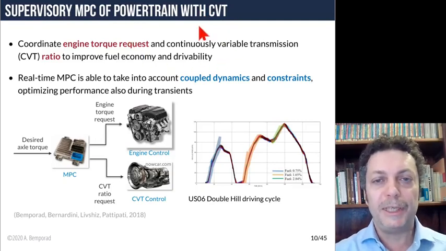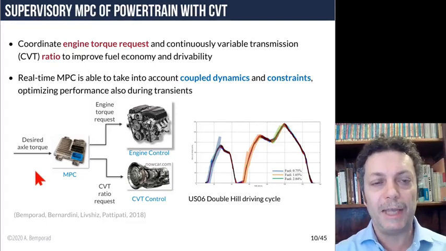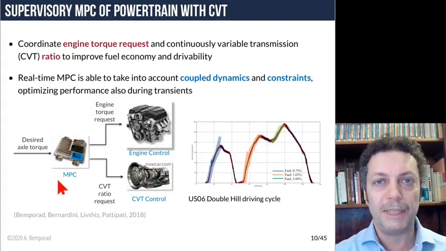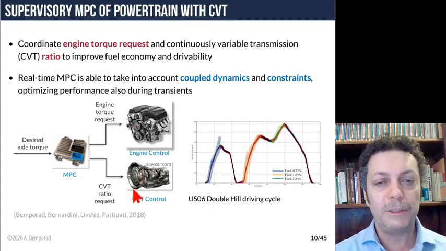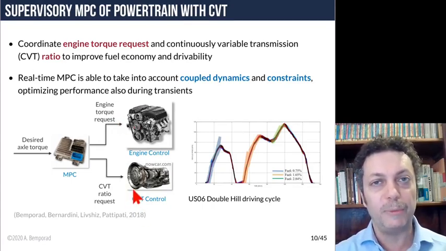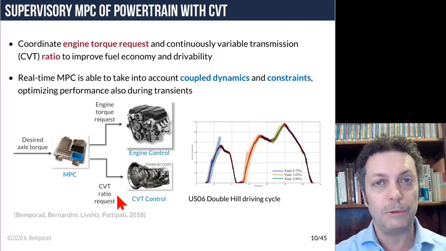This is a different application that we have been looking at together with General Motors and Otis. So the problem here is to make the vehicle deliver a certain axle torque. So it's a higher level of control where what you command is the torque set point to the engine. And also this is a CVT, continuously variable transmission configuration. So what you also command is the ratio you want to have at each sample step at the CVT.